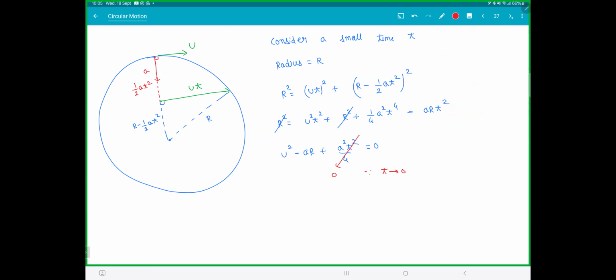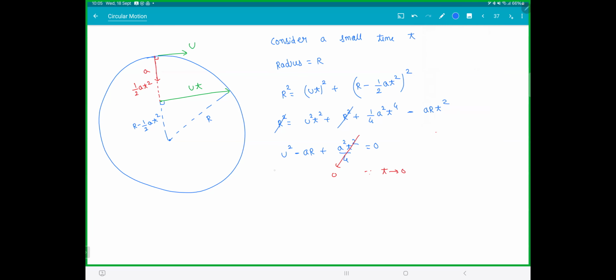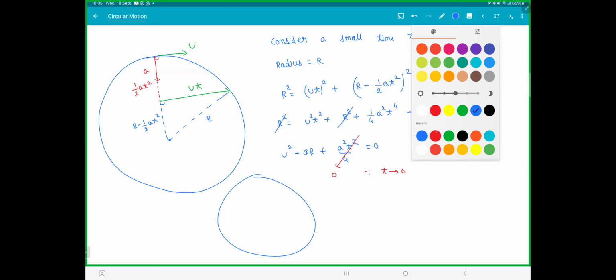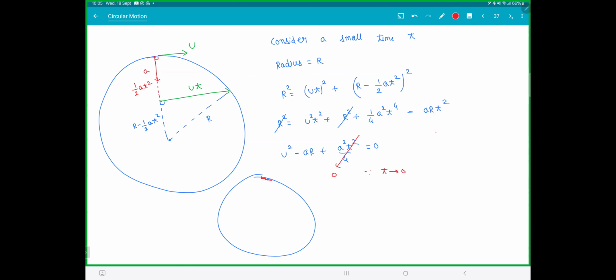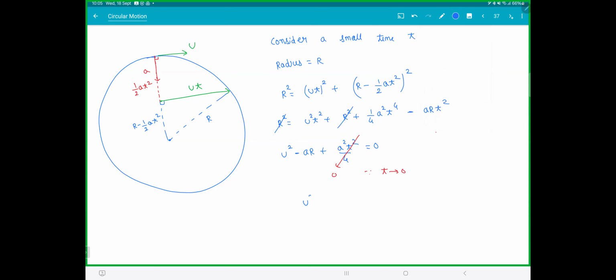That means the figure which I drew, I exaggerated it a lot. In reality, if you look at this, it will be so small, you won't even notice it. It's too small. So from here, we get u square minus a r is equal to 0. We get a is equal to u square by r. What is the meaning of this? So this is what is happening.